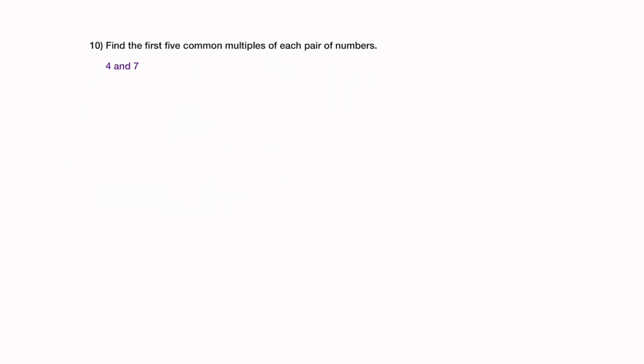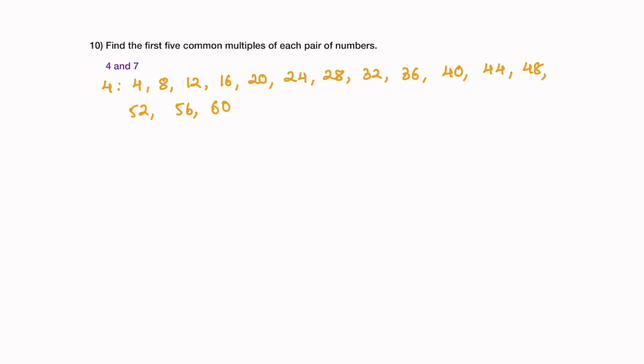It's 4 and 7. Easy numbers, right? So let's list down all the multiples of 4. You know 4's times tables. So let's go for it. 4, 8, 12, 16, 20, 24, 28, 32, 36, 40, 44, 48, 52, 56, 60. Let me just stop there and see the next number. If need be, we will add more numbers there.